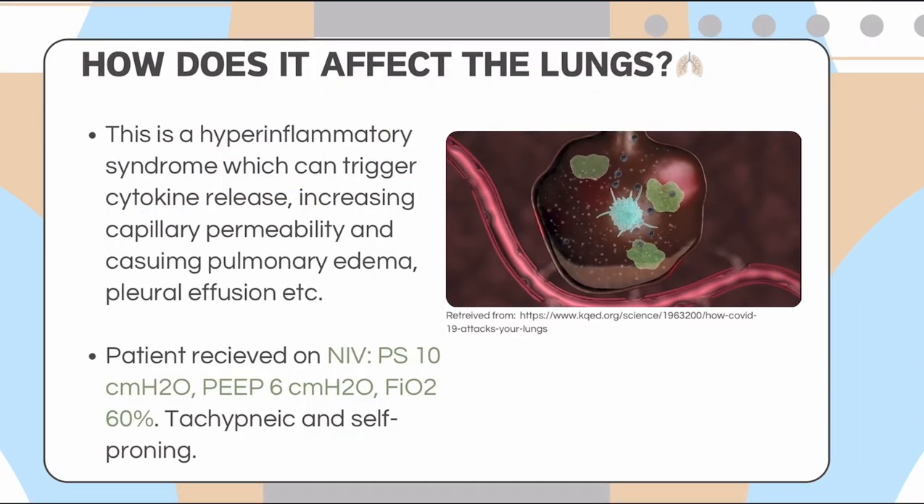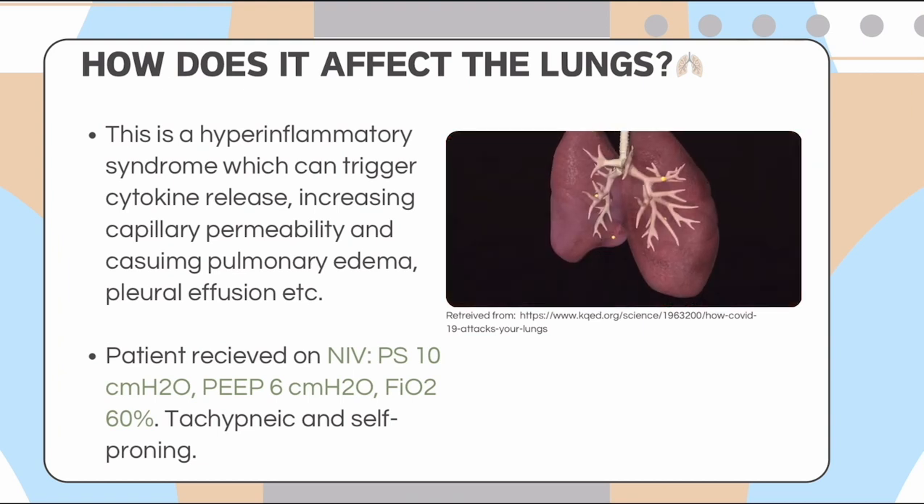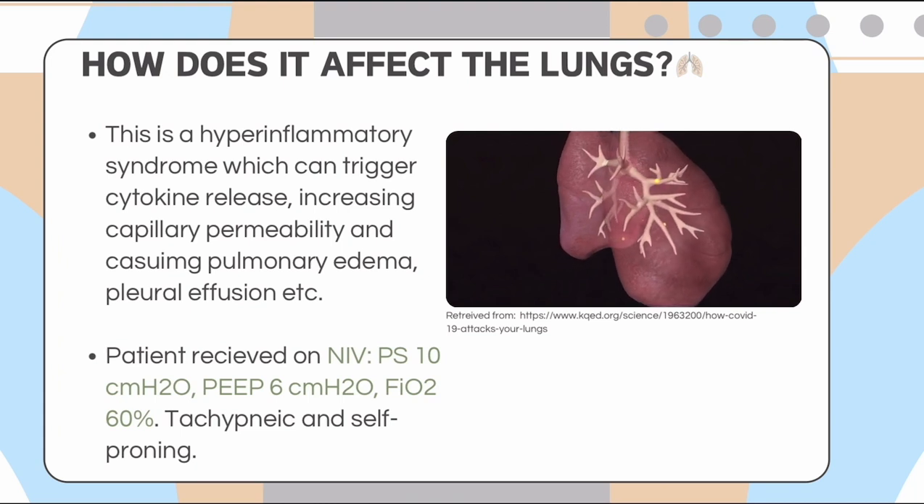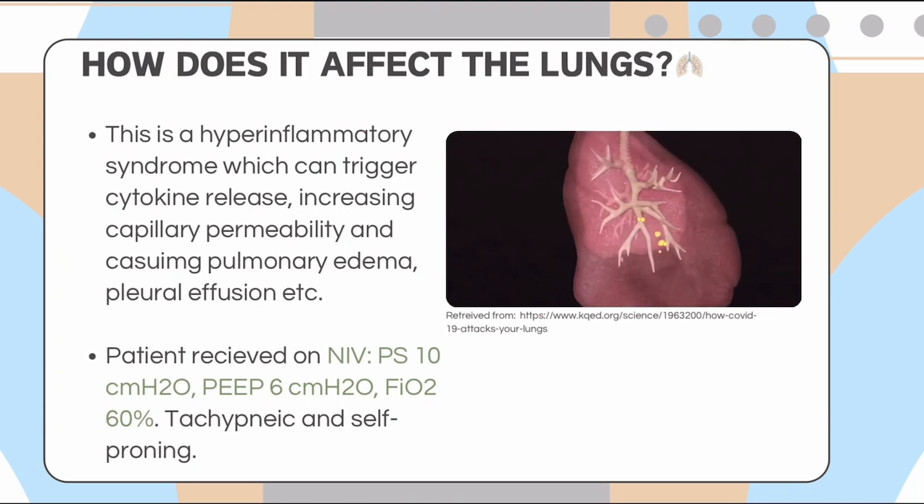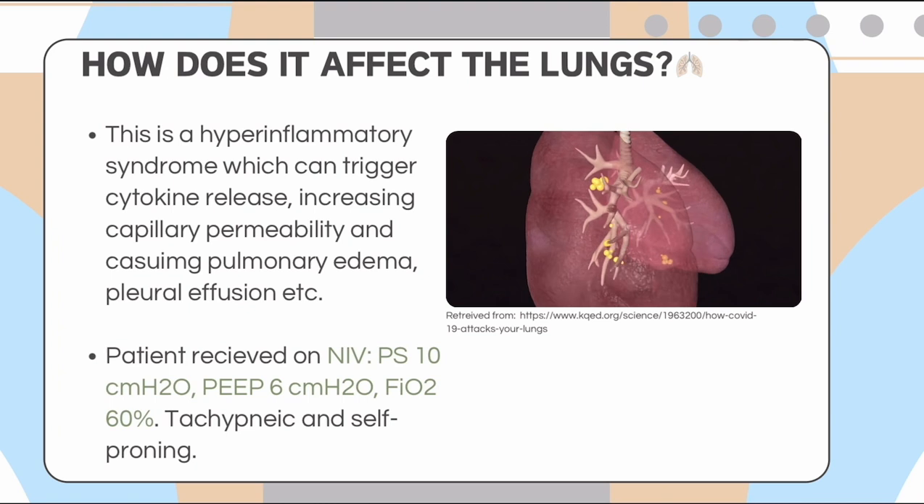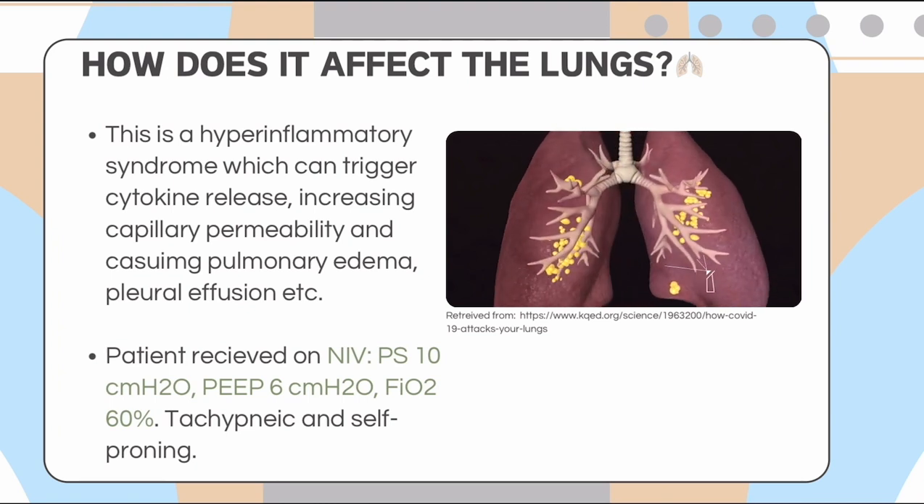So how does it affect your lungs? Since this is a hyperinflammatory syndrome, it can trigger cytokine release, increasing capillary permeability, which means fluid can build up. And what does that mean? Pulmonary edema, pleural effusion, etc. Now that could explain why our patient was requiring higher respiratory support and higher FiO2.